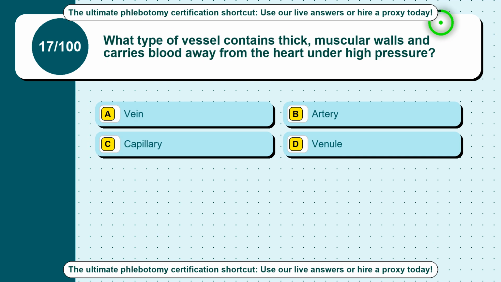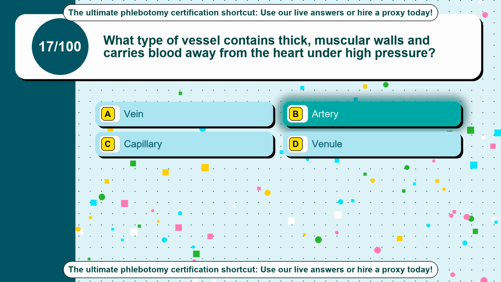Question 17. What type of vessel contains thick, muscular walls and carries blood away from the heart under high pressure? Option A, vein. Option B, artery. Option C, capillary. Option D, venule. The correct answer is option B, artery.